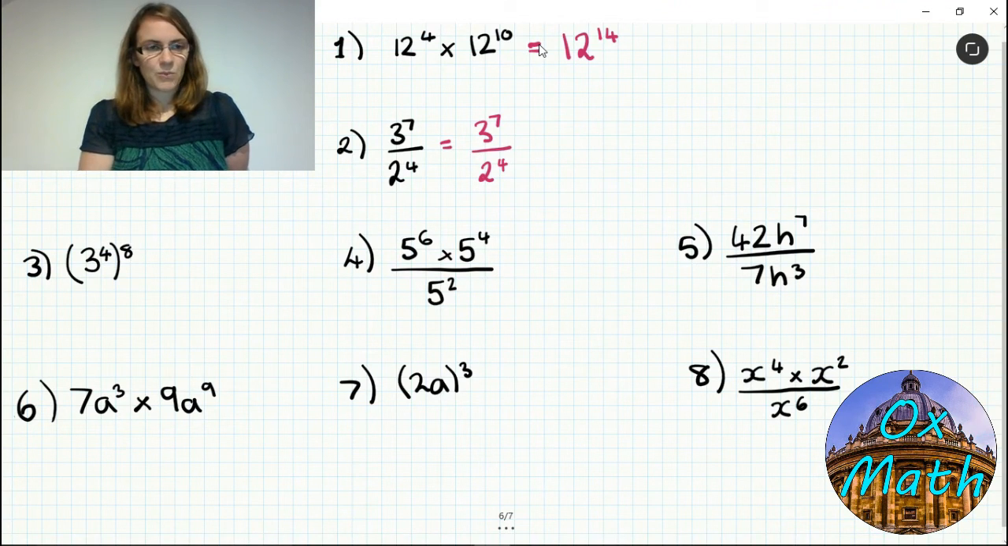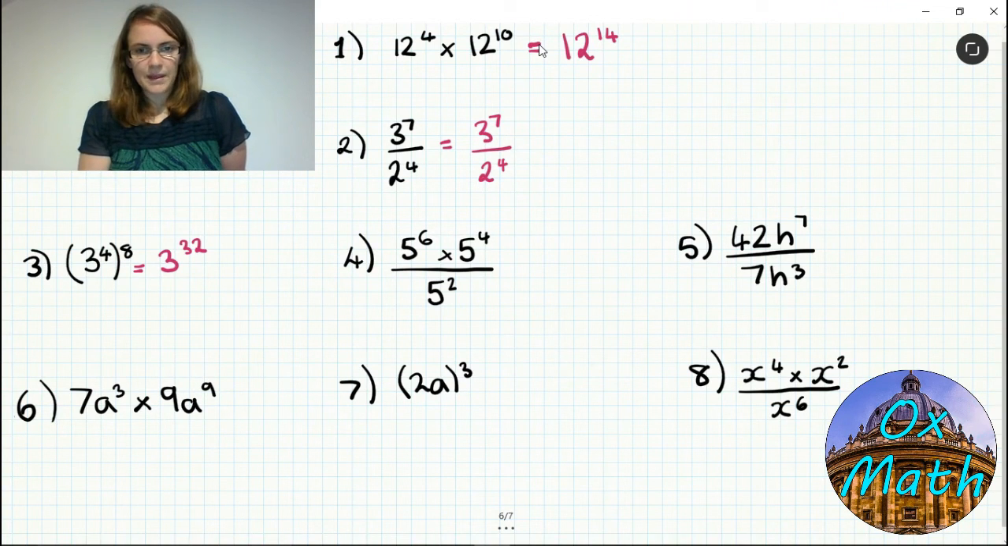Number 3, which is 3 to the power 4 all to the power of 8, means that we use 3 4 times in a multiplication, and then we do that 8 times all multiplied together. So in total we've got 8 lots of 4, which is 32 3s all multiplied together, so 3 to the power 32.